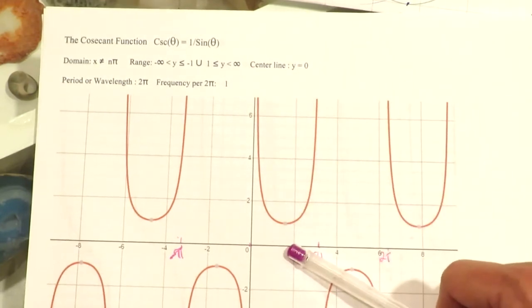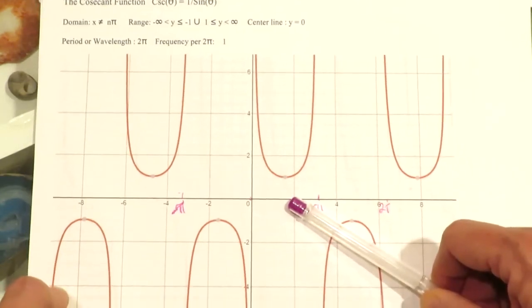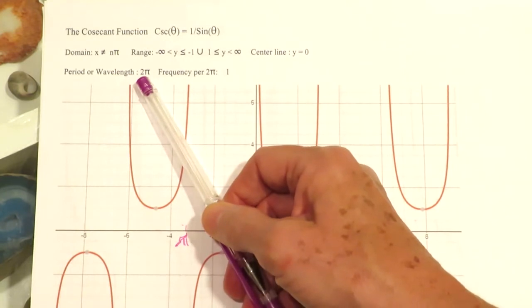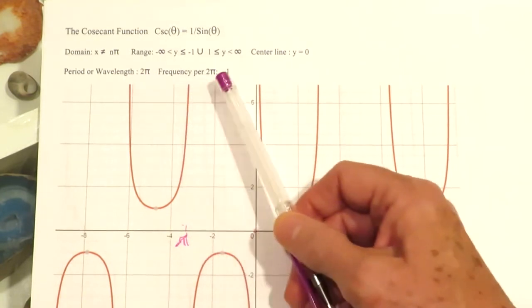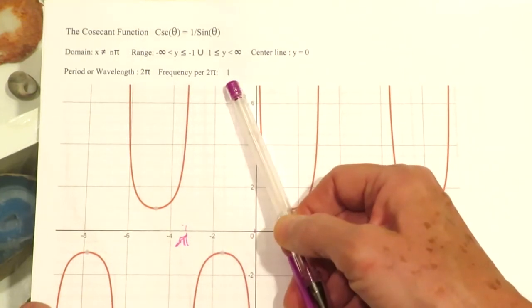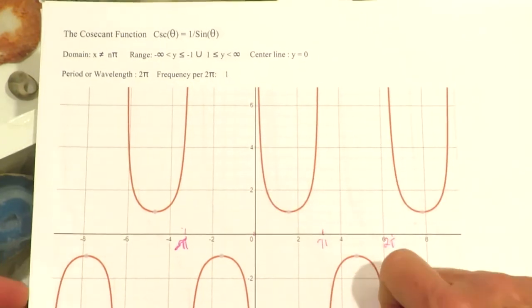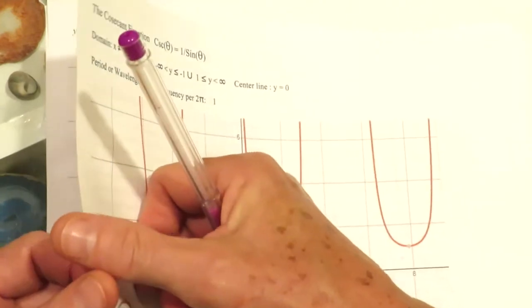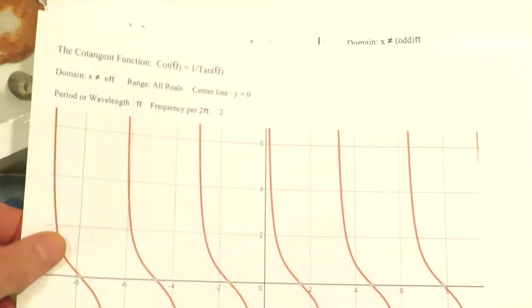Again, 0 is kind of our center line. The graph's kind of symmetric around that. And then it takes a full circle, 2 pi, to repeat. And thus you have a frequency of 1 per 2 pi. So that's the gist of secant and cosecant.